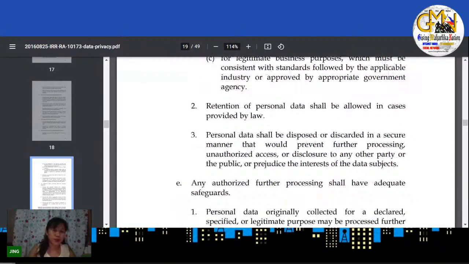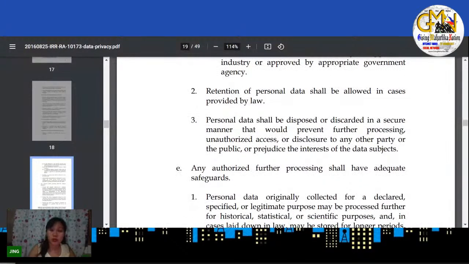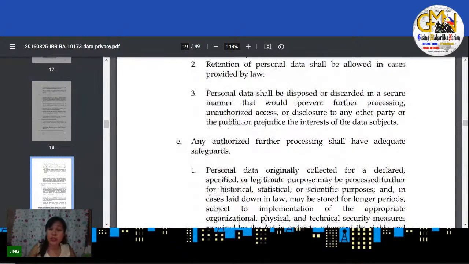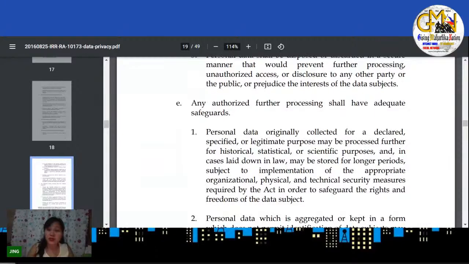Number two, retention of personal data shall be allowed in cases provided by law. Number three, personal data shall be disposed or discarded in a secure manner that would prevent further processing, unauthorized access, or disclosure to any other party or the public, or prejudice the interest of the data subjects. Any authorized further processing shall have adequate safeguards.